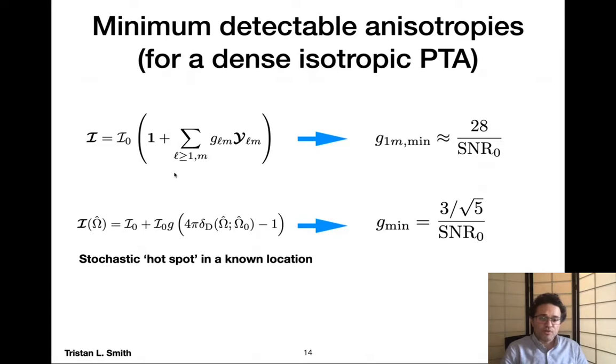We can also consider what happens when we have a stochastic hotspot in a known location. I want to emphasize that this is just a toy model. This hotspot itself is stochastic, which is very unrealistic when thinking about the gravitational wave background measured by a PTA, but it's a useful toy to look at to think about the sensitivity of a PTA to anisotropies. And it turns out that the signal to noise in the monopole necessary to detect the presence of a hotspot is not very large. We don't need a very large SNR for the monopole before hotspot sensitivity becomes noticeable, becomes significant.